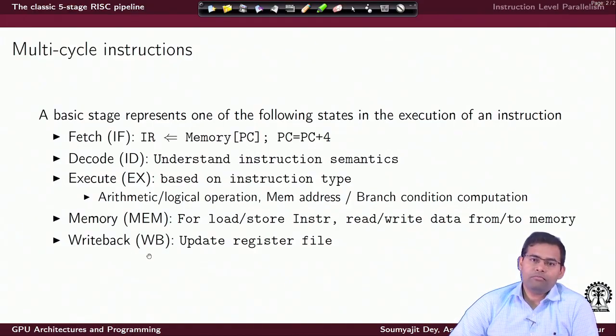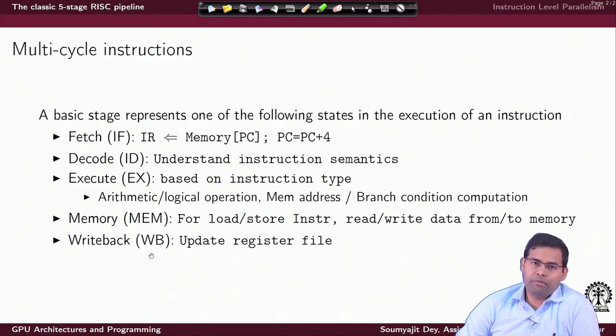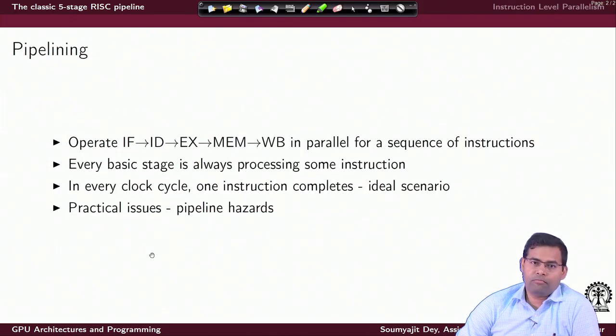So, these are the 5 stages which more or less characterize the execution sequence to be followed in a basic RISC processor. That is why we call it the classic 5-stage RISC pipeline. Now, of course, in a real processor there are much more complex functionalities. There may be many more pipeline stages present there, but for our purpose we stick to this discussion of a pipeline with our understanding of these basic 5 stages of execution.